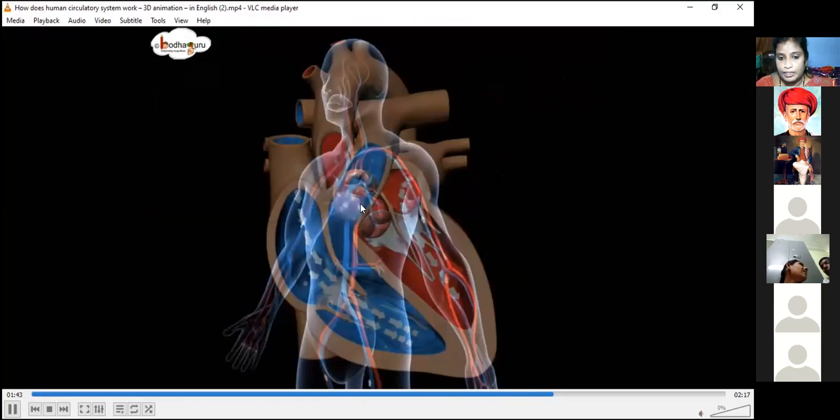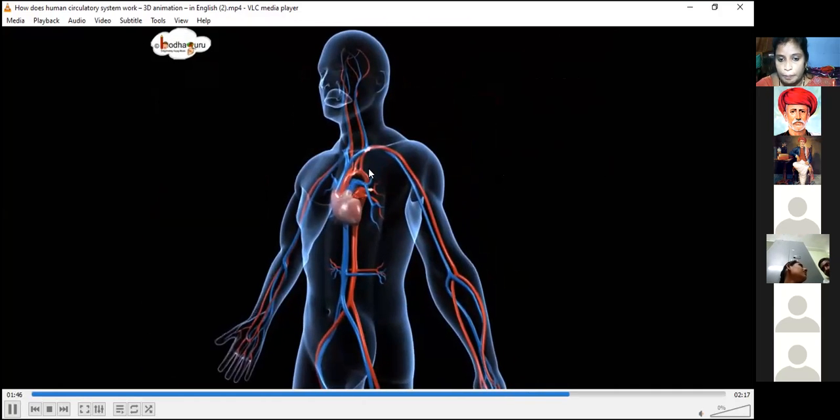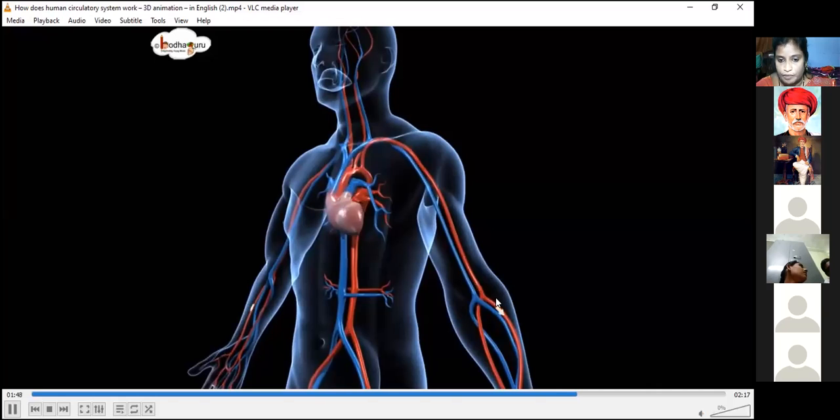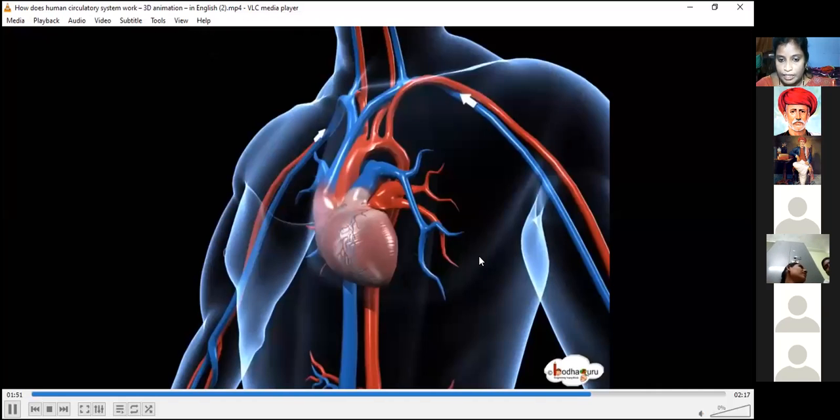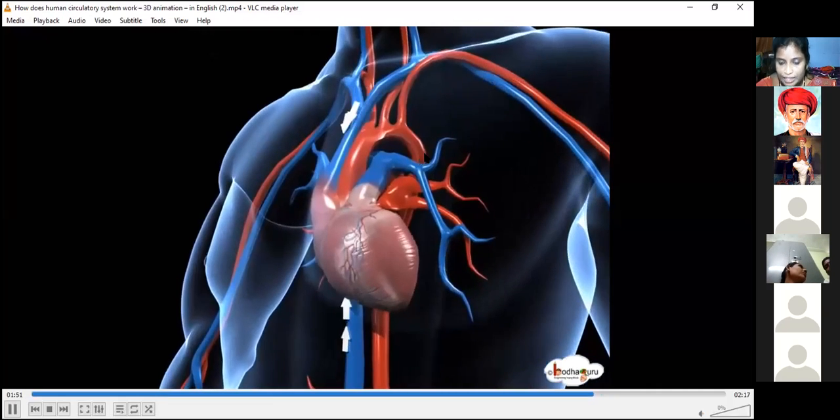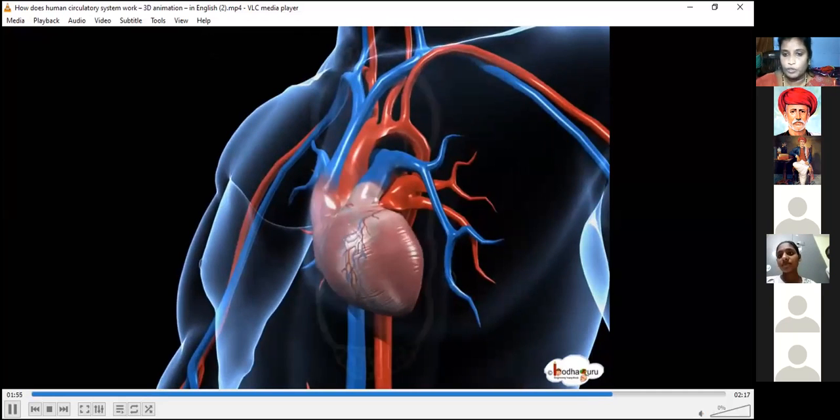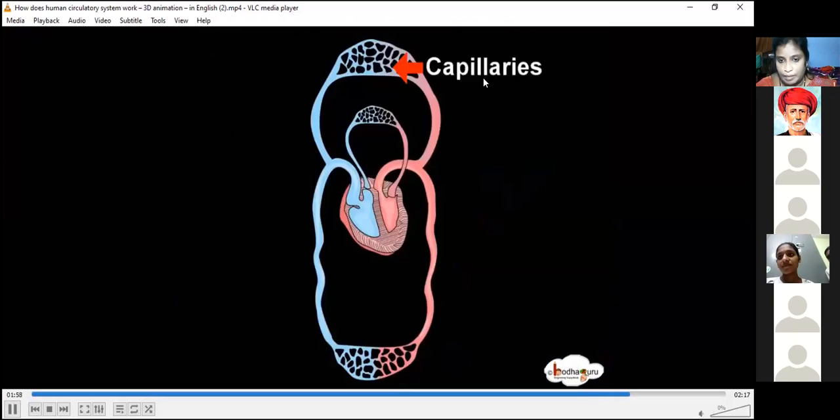Next, this is the heart pumping blood through all parts of the body. See, you observe the arrow marks going backward and frontward, ma. These are capillaries, ma. Very thin tube-like structures.